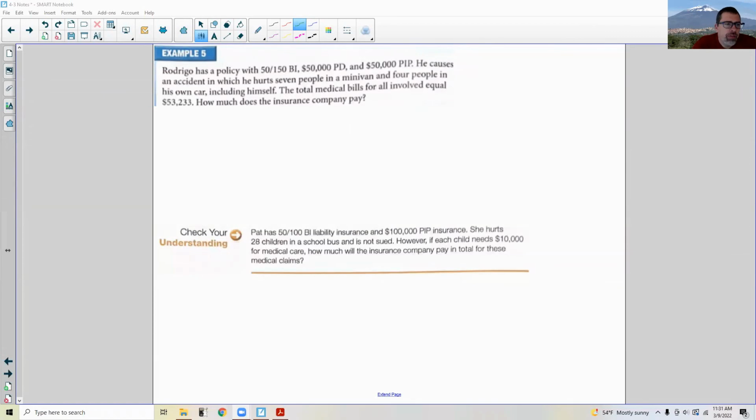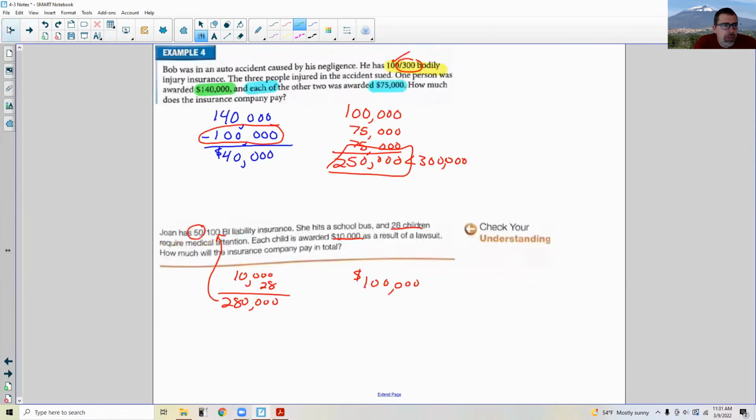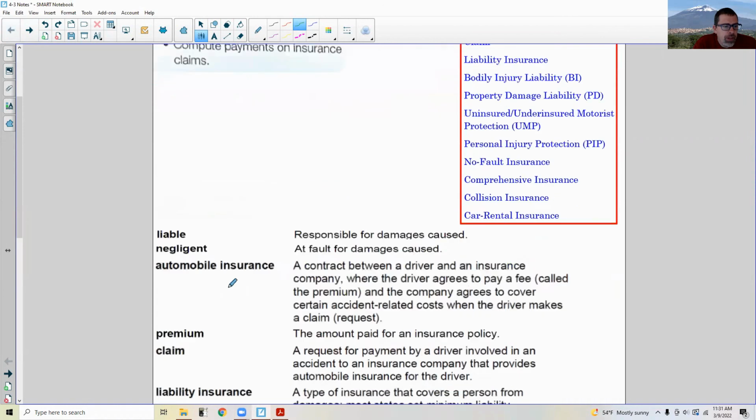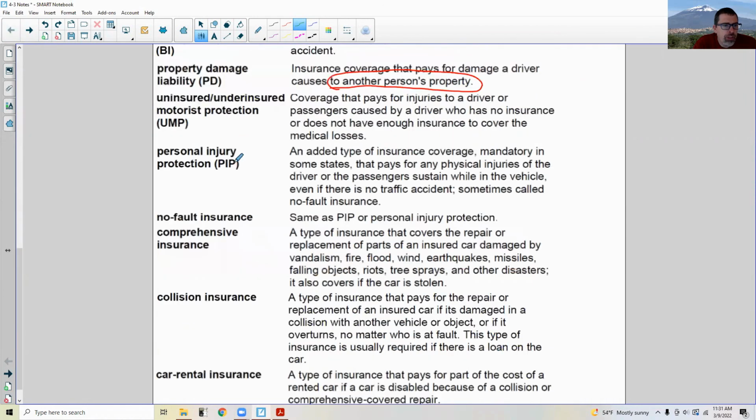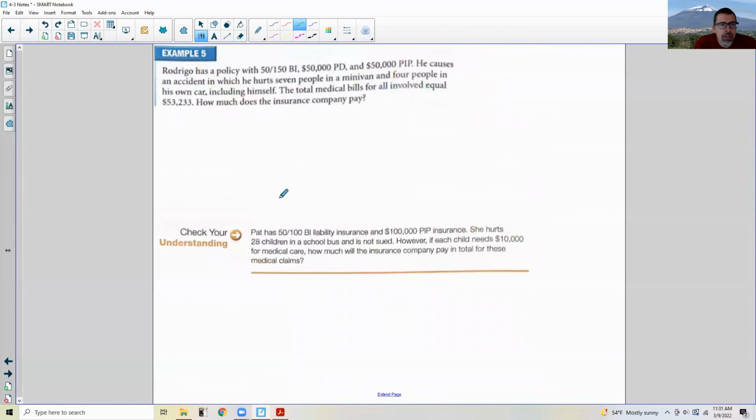Okay, example 5. Rodrigo has a policy with 50/150 bodily injury insurance, $50,000 in property damage, and $50,000 in PIP insurance. Okay, PIP. So let's run back to here. Personal injury protection, an added type of insurance that's mandatory for some states, pays any physical injury of the driver or the passenger sustained on the vehicle, even if there's no traffic accident, sometimes called a no-fault insurance policy.